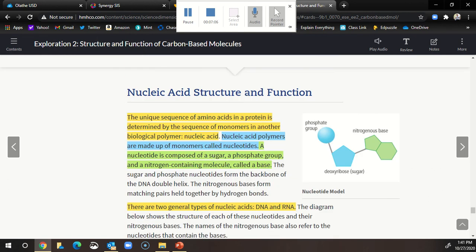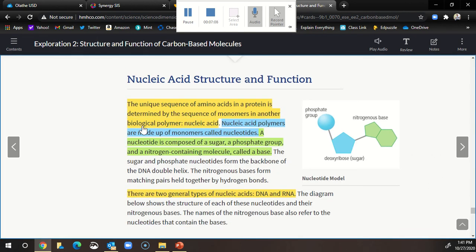Okay. Now, the last macromolecule that we're going to talk about is a nucleic acid. All right. Now, a nucleic acid, again, is a polymer, meaning that it is a long chain-like structure. Each chain link in that polymer is called a nucleotide. All right. So the nucleic acid is the long chain. A nucleotide is a single chain link. Now, again, we will talk a lot about nucleic acids in our unit on DNA, but I want to introduce to you their basic structure and function.